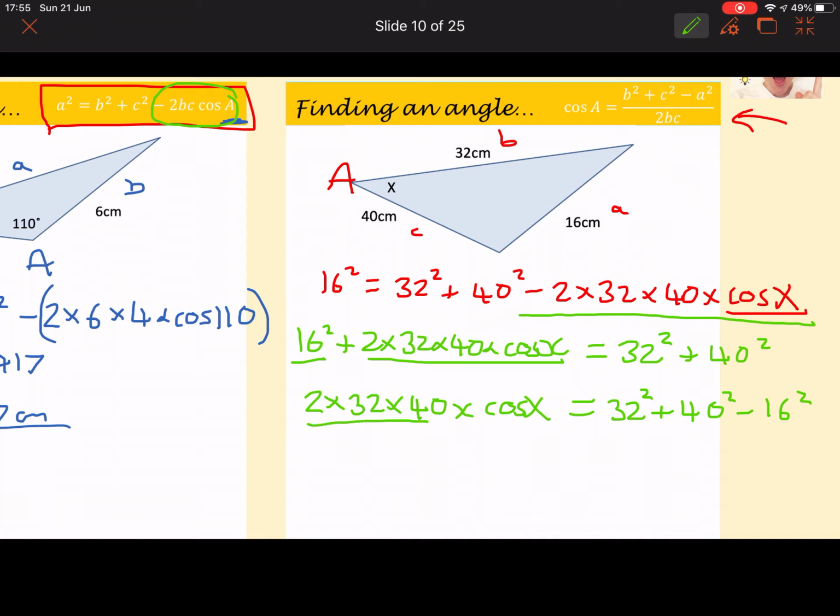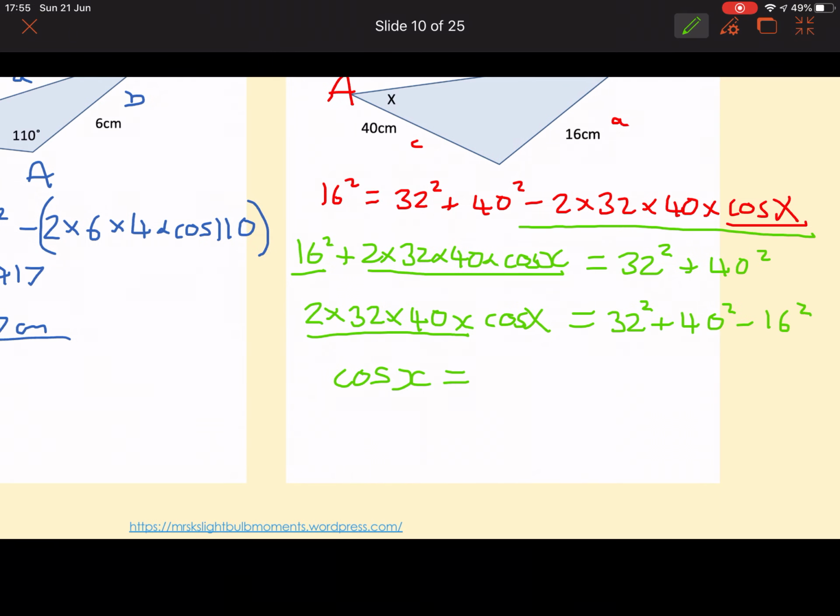Now I've got to get rid of all these multiplies. So we're going to divide by all of them, and I'm going to be just left with cos of x equals, I'm going to move up the page, it's a bit better there, equals 32 squared plus 40 squared minus 16 squared all over 2 times 32 times 40. Right, got there at the end.